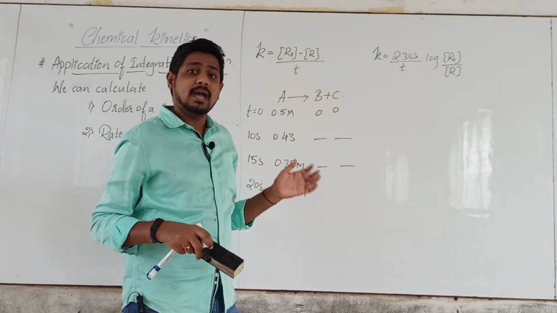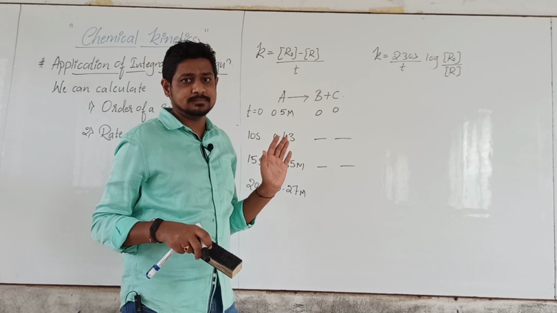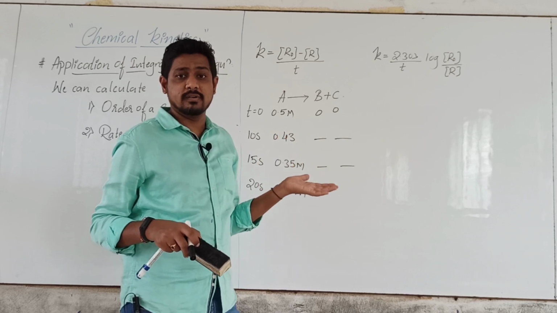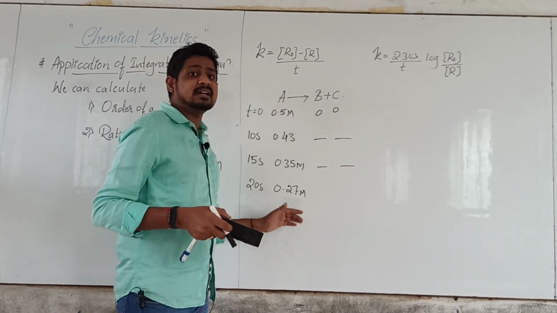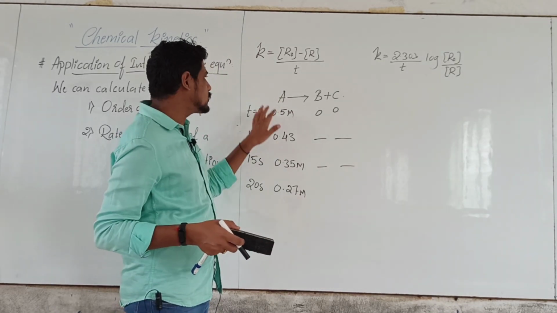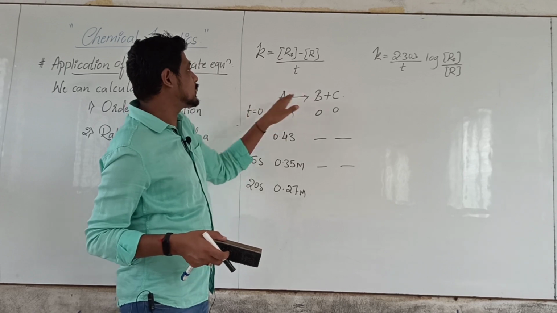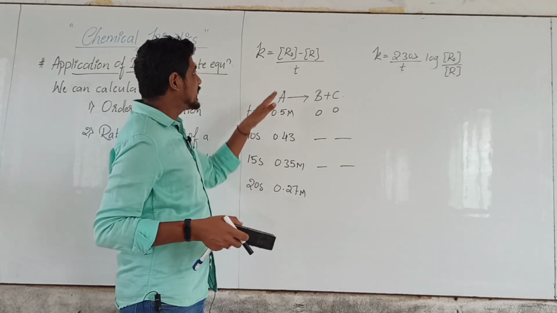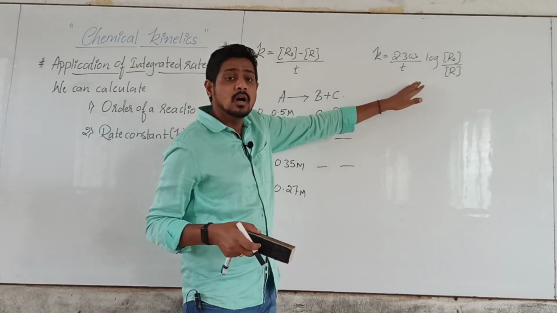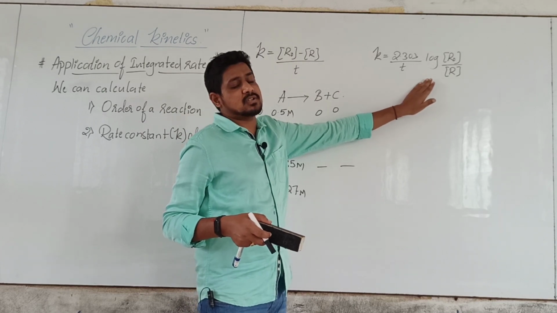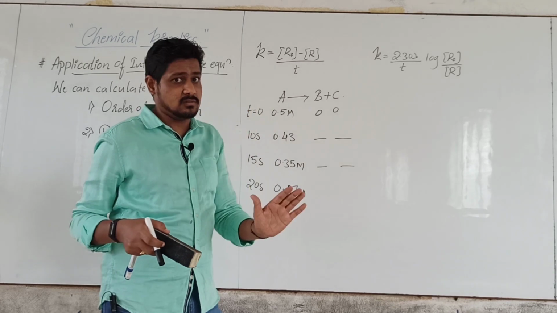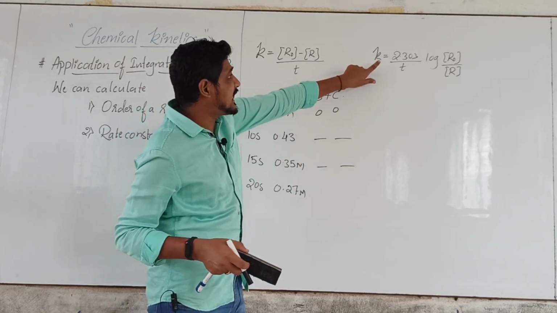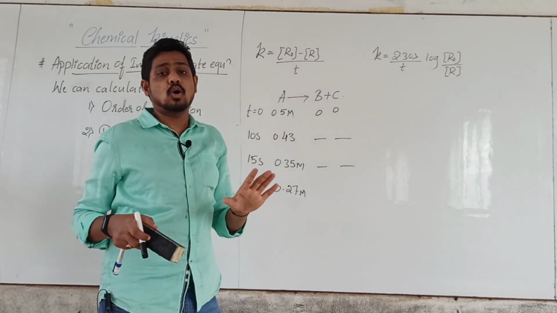It means we don't know exactly what is the order of a reaction. Then we have to carry out the reaction at different time intervals. We have to note down the initial concentration and concentration of R. Then we have to substitute in different integrated rate equations. Whichever integrated rate equation is giving you a constant value of K, that is the order of reaction.